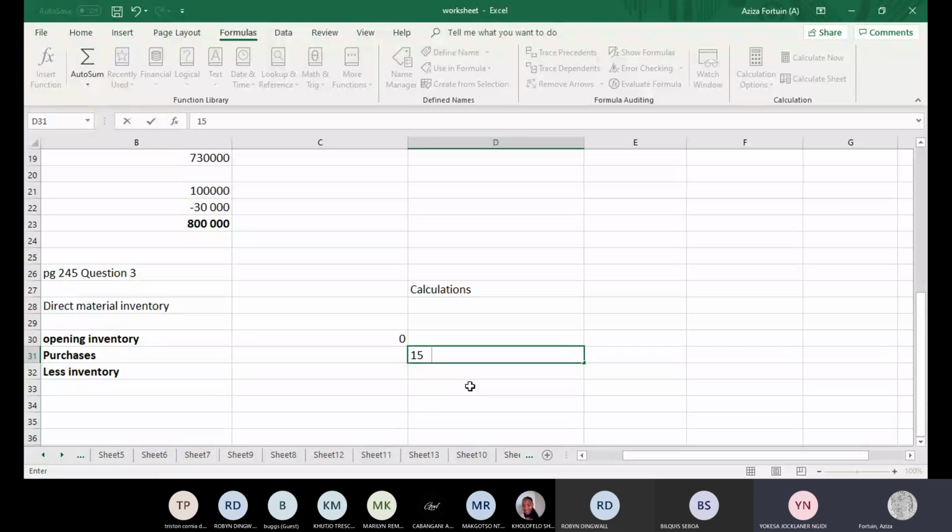It was 10,000 units. They say the number of wall clocks put into production at the beginning of April was 10,000. So it was 10,000 units at the beginning.